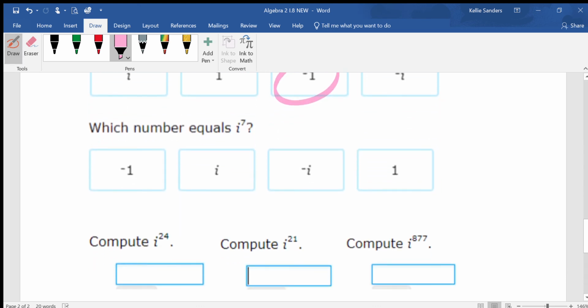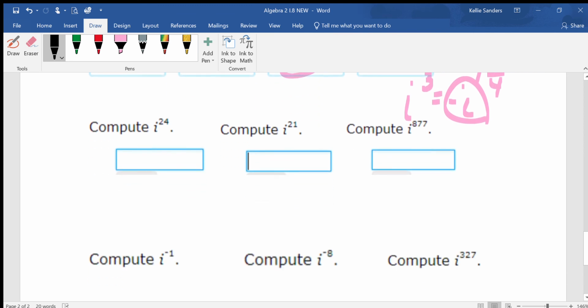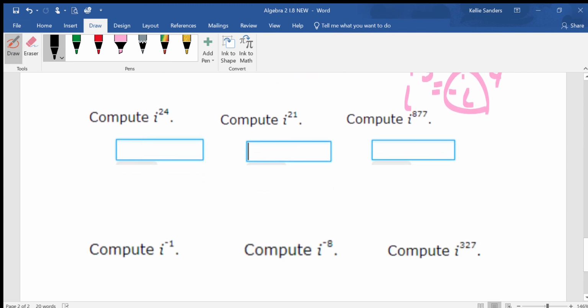i to the seventh, if I do 7 over 4, I'd get 1 3/4. I'm looking at the 3. What is i to the third? Negative i. Here we go. Here are some bigger numbers. Okay. So if I take 24 and I divide by 4, I'd get 6.0. If I get 0.0, then that means I'm at the end of the cycle. And if I'm at the end of the cycle, I have a complete group of 4. If I have a complete group of 4, then my answer is going to be 1.